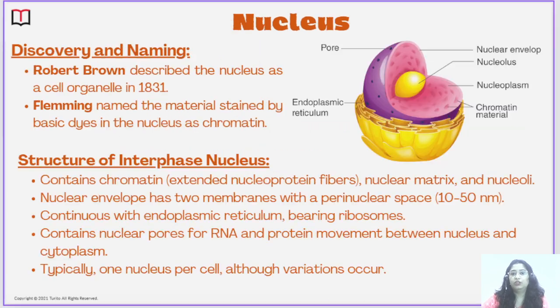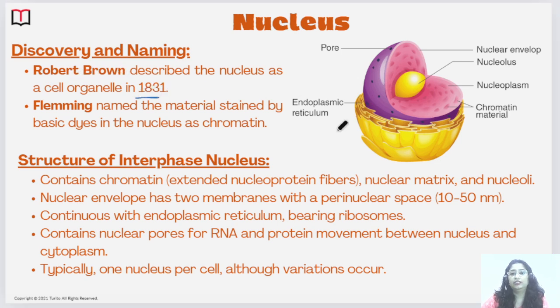Now moving on to the next important cell organelle, the nucleus. This is the principal part of the cell because it's the head, the center. The nucleus was discovered by Robert Brown in the year 1831, and inside the nucleus, chromatin material is present. Fleming was the scientist who stained the chromatin material and named it chromatin, basically the genetic material.